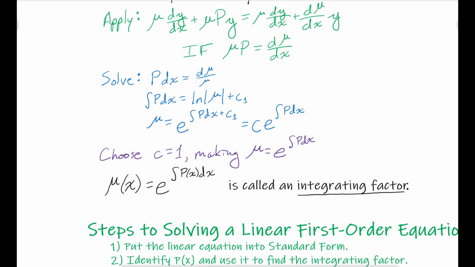Integrating both sides, I get the integral of p of x dx is going to equal the natural log of the absolute value of mu plus some constant. So that means that mu is going to equal e to the integral of p of x dx plus some constant, which remember is a constant times e to the integral of p of x dx. Since this is true for any value that constant can take on, we're going to choose 1 as that constant value just to make it easy. So mu of x is going to equal e to the integral of p of x dx.